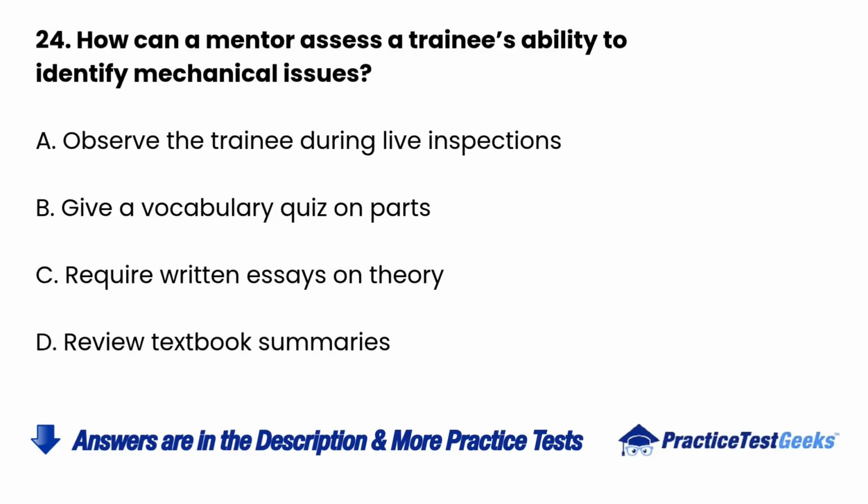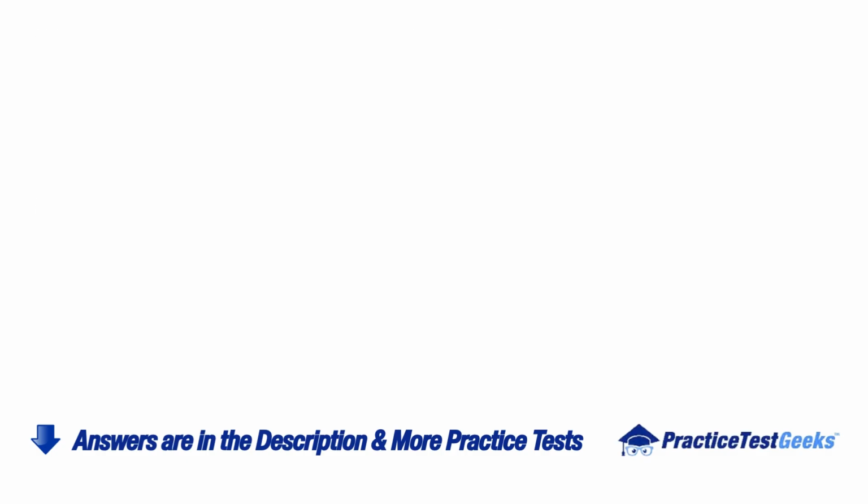24. How can a mentor assess a trainee's ability to identify mechanical issues? A. Observe the trainee during live inspections. B. Give a vocabulary quiz on parts. C. Require written essays on theory. D. Review textbook summaries.